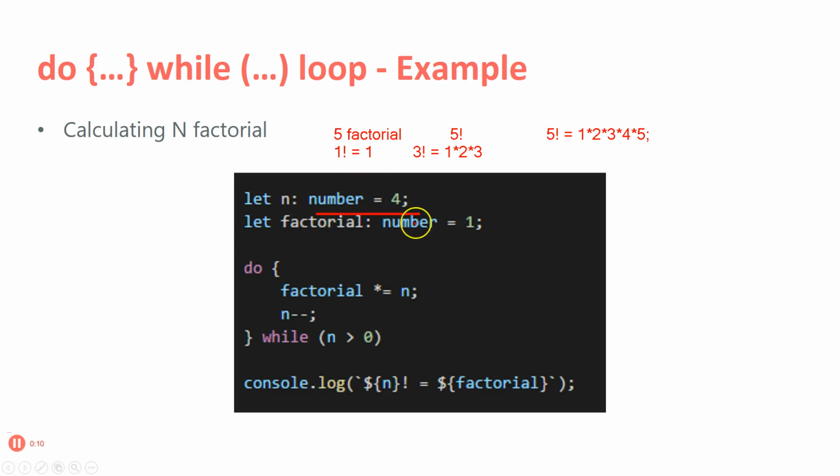So here I have number n and I have factorial which is equal to 1. What I'm doing? Well, I'm saying that factorial multiply equal n. This is again identical to saying that factorial is equal to factorial multiplied by n, just you don't repeat this part and you have it like that. So I'm saying that factorial multiplied by equal n, and with each iteration I decrease n by 1 and then I print the result.